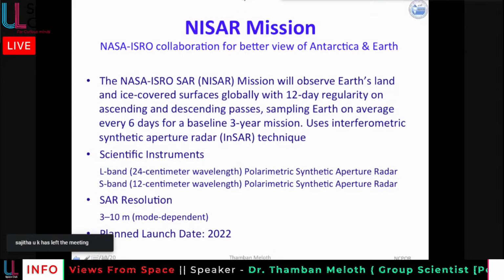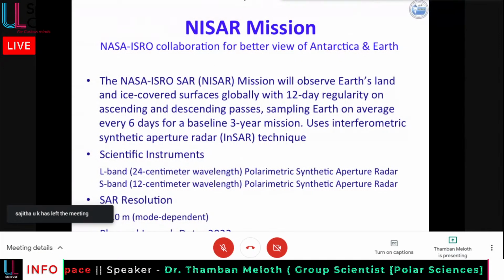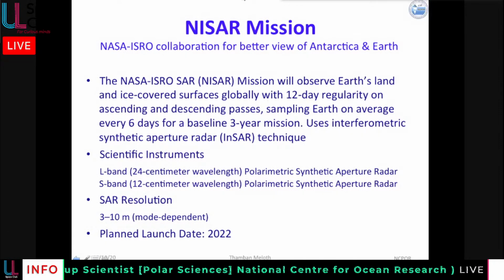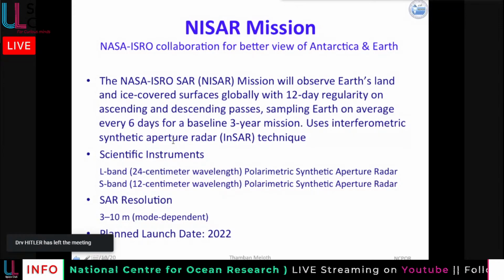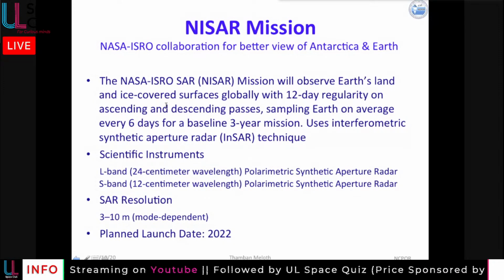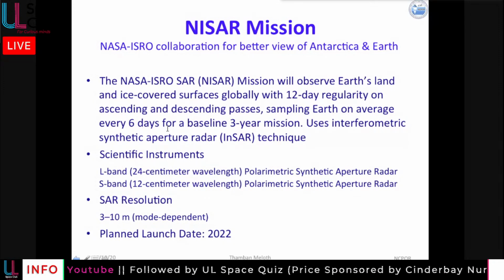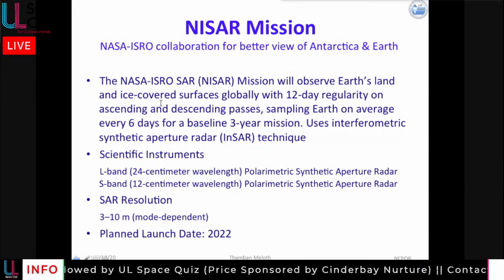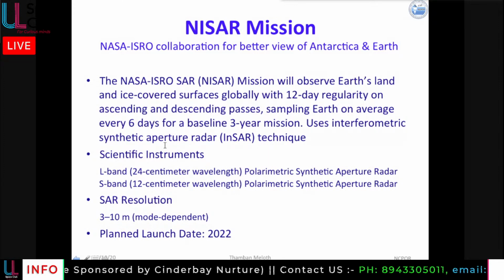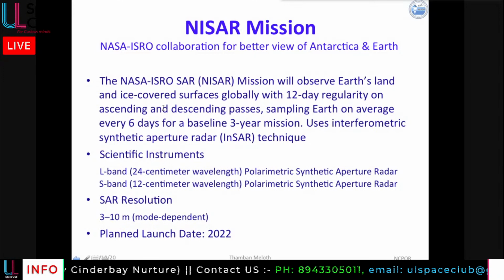So to augment this, NASA and ISRO are now coming together in what they call the NISAR mission, which is NASA-ISRO SAR interferometry observations. They will have a satellite mission exclusively to look at very minute changes on Earth's surface. It will have a 12-day regular, continuous ascending and descending process. They will continuously sample the Earth on average about every 6 days for at least 3 years. In fact, the NASA mission requires about 3 years, whereas the Indian mission would require about 5 years.